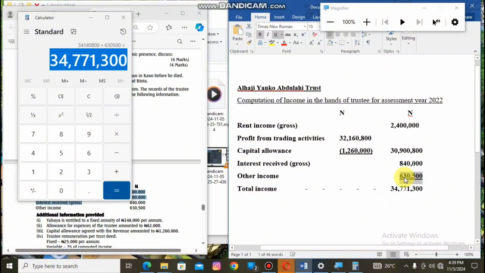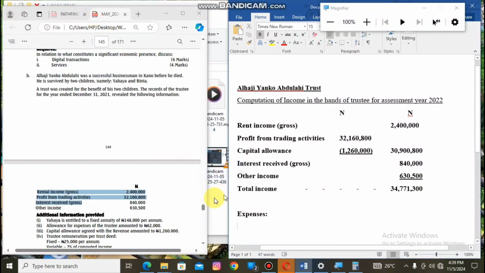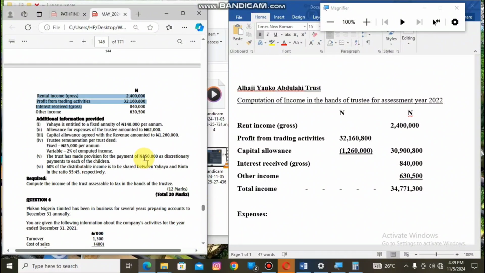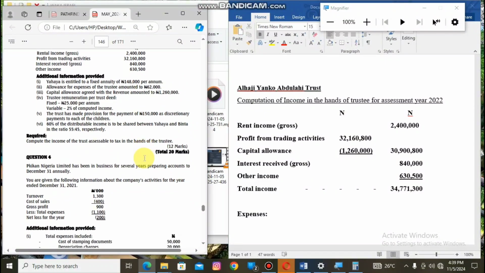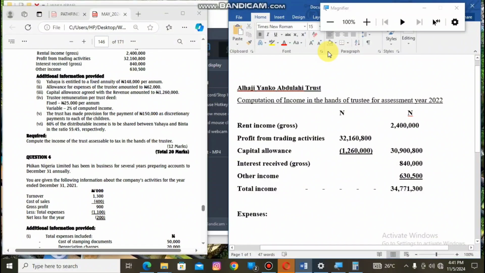Then the next thing, you move to your expenses. So all the expenses of the trustee, bring them down, which are very simple. The first thing we have here is additional information number 1. Yaya is entitled to a fixed annuity of 148,000 per annum. So you say fixed annuity and just put bracket there, so that in case you are preparing for the beneficiary, you know all the money that Yaya is entitled to.